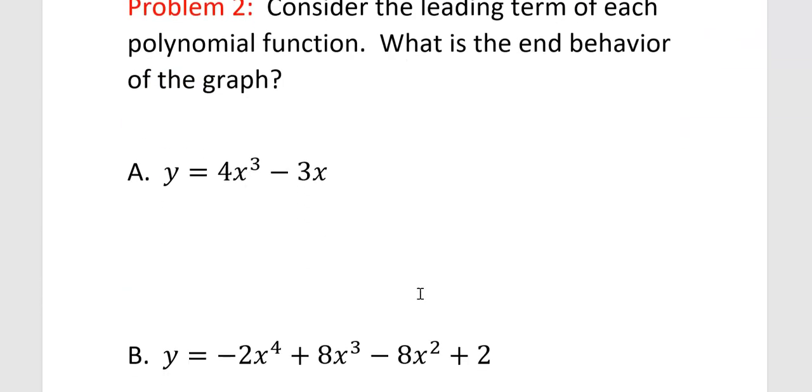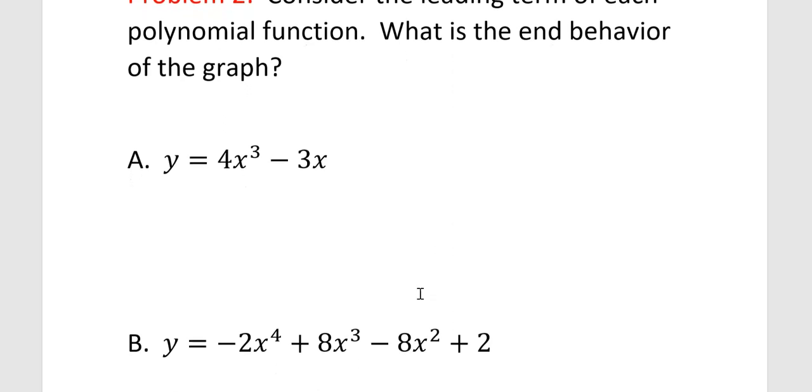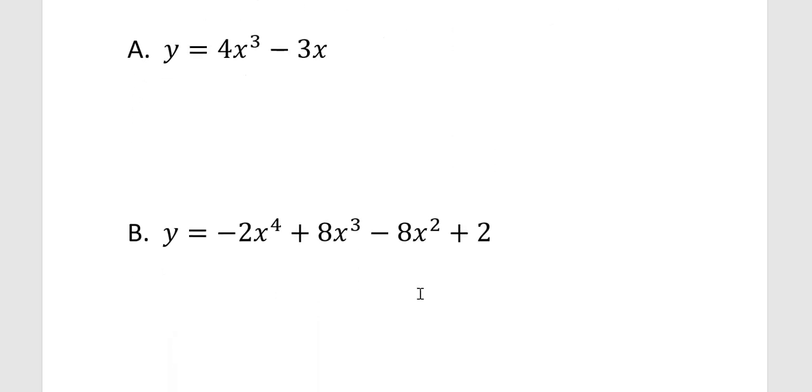Okay, so consider the leading term in each polynomial. What's the end behavior? Okay, so if they're in the right order, which both of these are, if they're not in the right order, change them to that first. So we look at only this term. Okay, is the exponent even or odd? So we're going to go odd here. Is the number positive or negative? Positive. So we are looking for odd and positive.